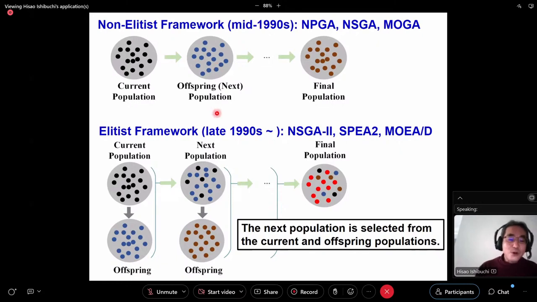Currently, almost all MO algorithms are based on the elitist framework. If we have a good solution in the current population, solutions in the current population can survive to the next population. The next population is created from the current population and offspring population by selecting good solutions. In this manner, we can improve the convergence ability of the original, very standard generational model.